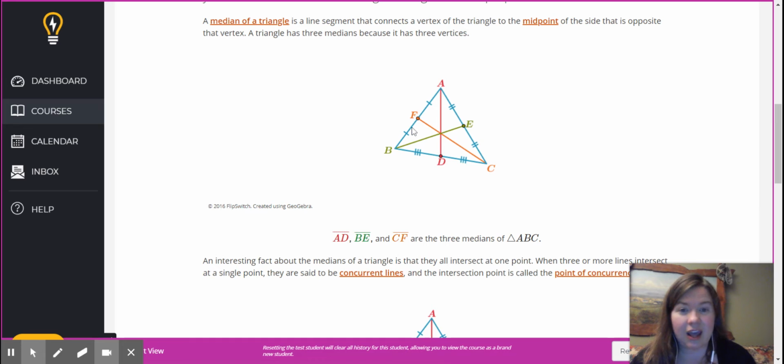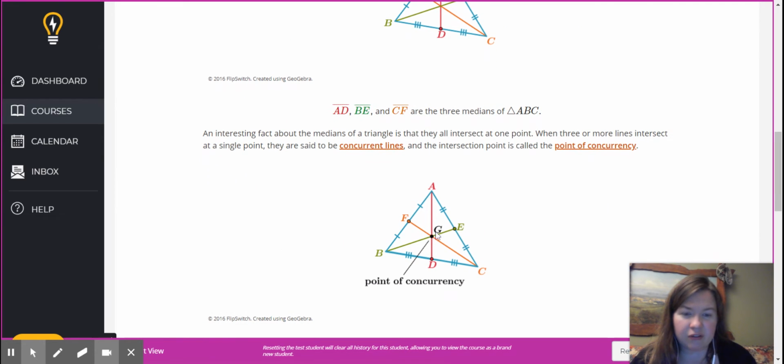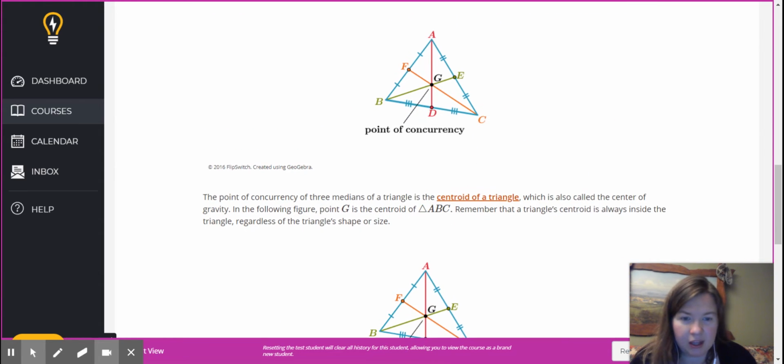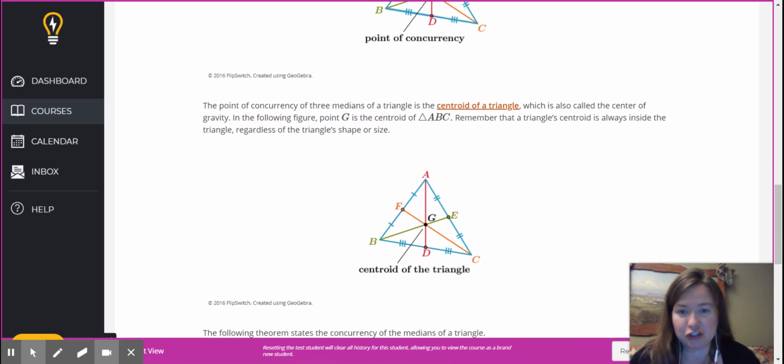So again, here's this segment. Halfway through is the midpoint connecting with the vertex. That is called the median. Then that is the point of concurrency, where they are all the same. The point of concurrency has a fancy name, and it's the centroid. That's what it is with a circle. So the point of concurrency is the centroid.